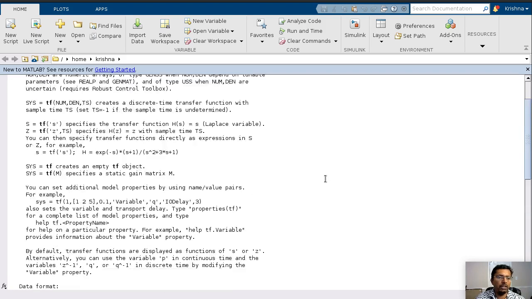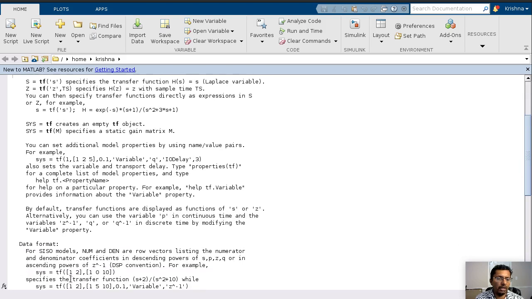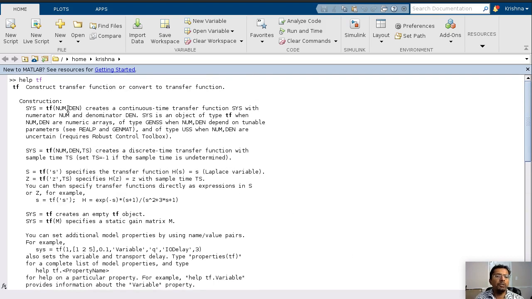So if we scroll up over here, it says one of the ways you would create it is you have TF and then numerator, comma, denominator. You can also give a sampling time, which creates a discrete time system, but we're going to ignore that. We can also create s as TF of s, and do it in different ways. So we're going to look at creating a numerator and denominator polynomial. The numerator and denominator polynomials are going to be in decreasing powers of s. So let's create that first.